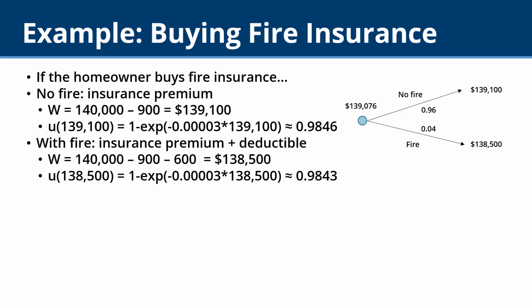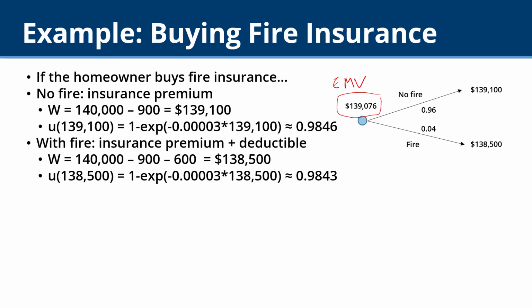So let's look at the probability tree here. This is looking at pure monetary value. There's a 4% chance of fire. If there is a fire and the homeowner has insurance, then their net wealth at the end will be 138,500. If there's no fire, then their net wealth is 139,100. So the expected monetary value for the situation where the homeowner does buy fire insurance is 139,076. This is the expected monetary value for buying fire insurance.